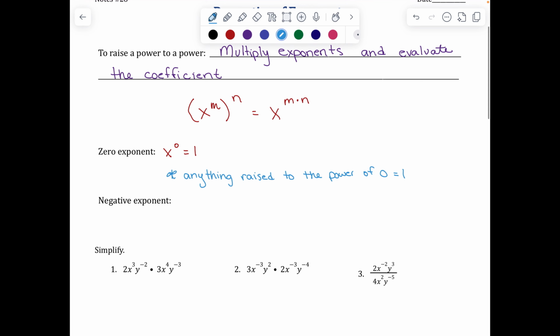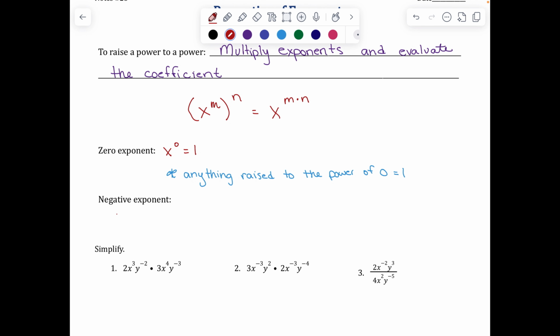A negative exponent. So if you have x to the negative n over 1, if it's in your numerator, to make that exponent positive, we just move it to the denominator. We don't change anything else, we just move where it is. If it's negative in the denominator, x to the negative n, then we just move it into our numerator to make it positive. So all we're doing is moving things back and forth.